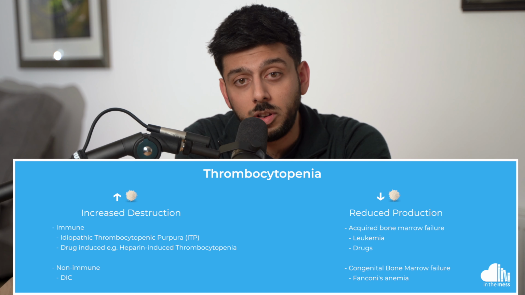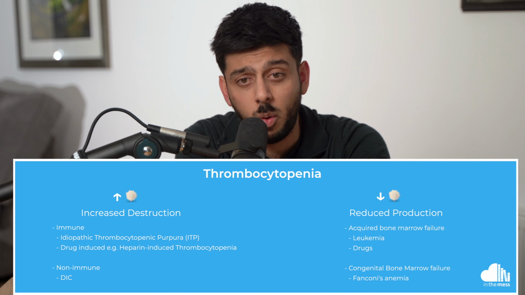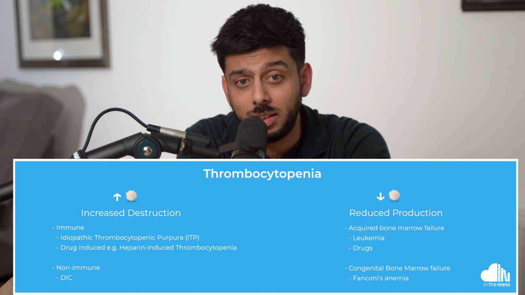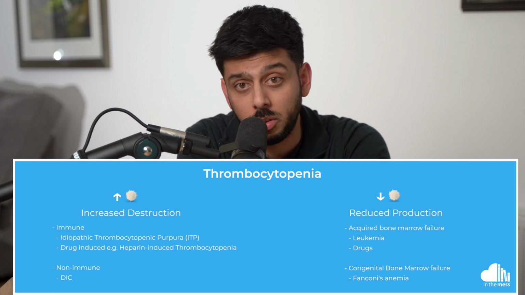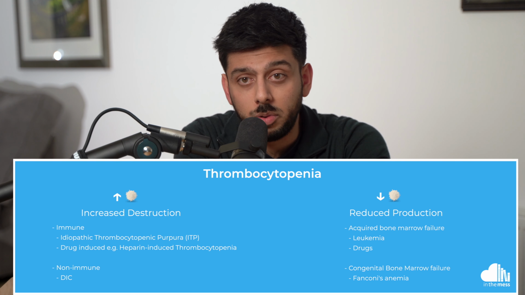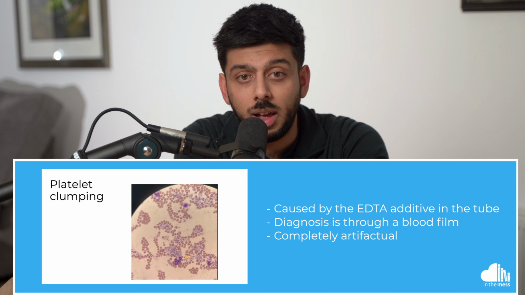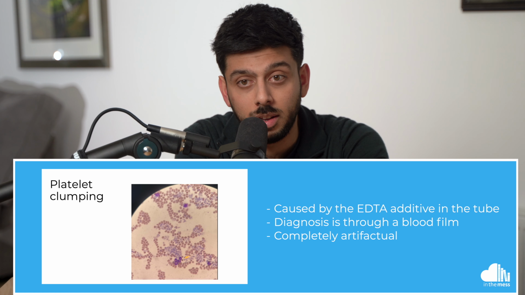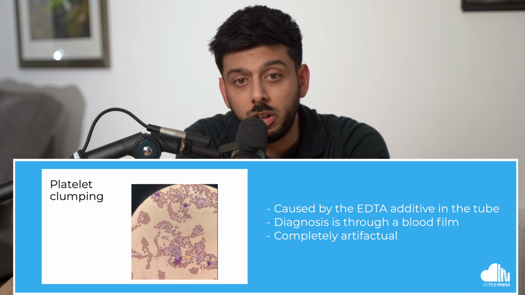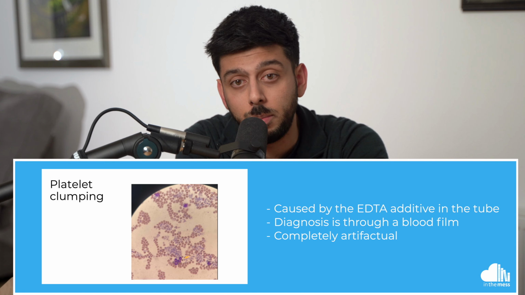Moving on to the second cause, which is decreased production. This is usually because of bone marrow failure syndromes and can be acquired or congenital. For example, malignancy causing an acquired bone marrow failure syndrome, or a congenital cause like Fanconi's anemia causing decreased production. An important cause of thrombocytopenia is actually artifactual. This occurs because of platelet clumping, where platelets stick together as a consequence of EDTA triggering antibodies to be directed against the platelets. This can be readily identified with a blood film and is a reassuring finding. It is an in vitro phenomenon with no effect for the patient and can be ignored.